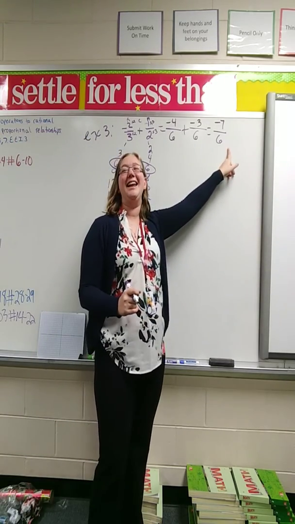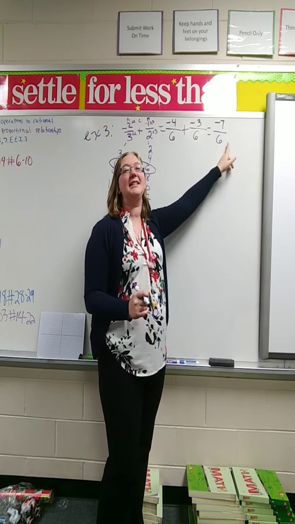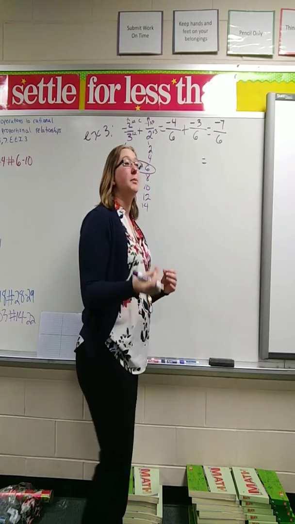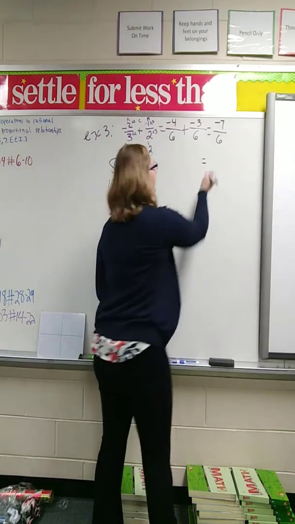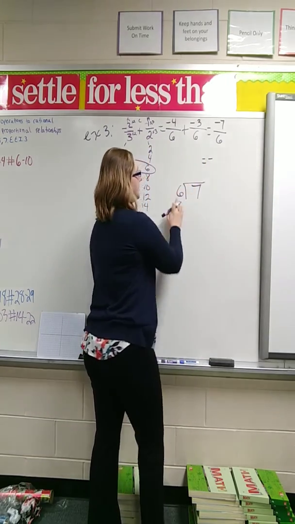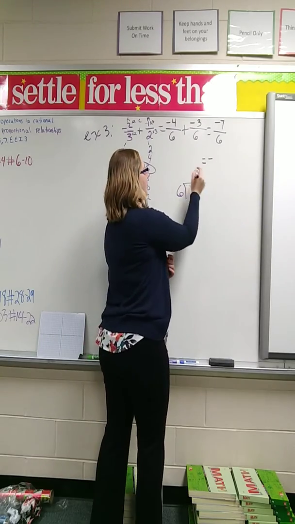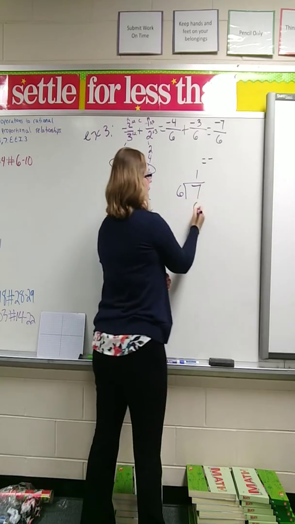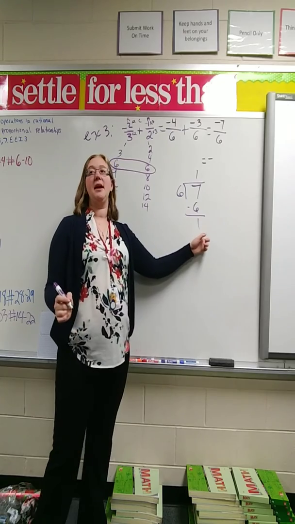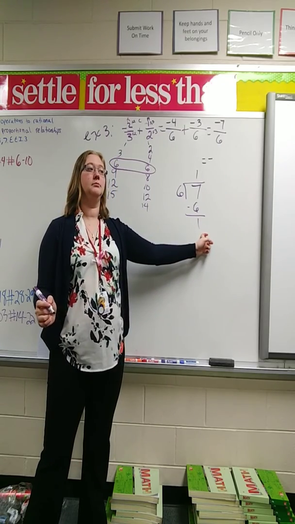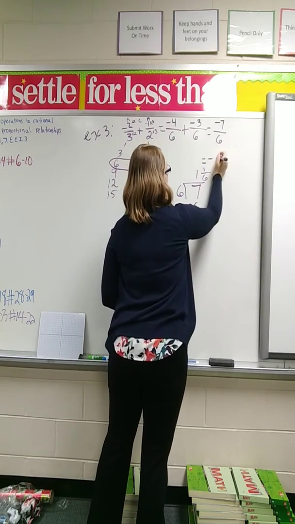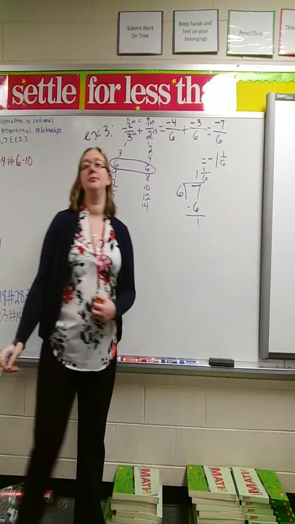How do we take negative 7/6 and divide it? My final answer is going to be positive or negative? Negative. So I'm just going to put the negative there. 6 goes into 7 how many times? 1. 1 times 6 is 6. Subtract. 7 minus 6 is 1. That's my remainder. What does my remainder become? The numerator. What's my denominator? 6. So my final answer is negative 1 and 1/6.